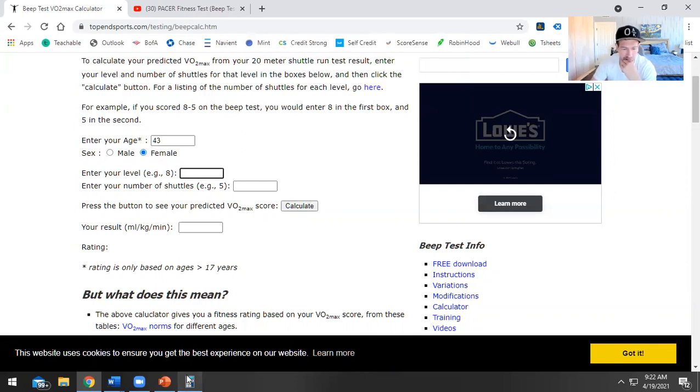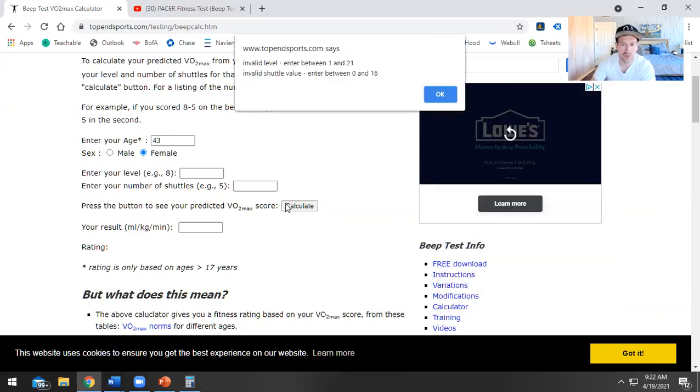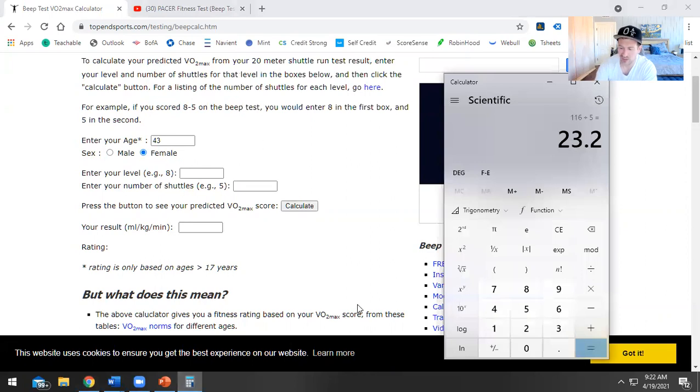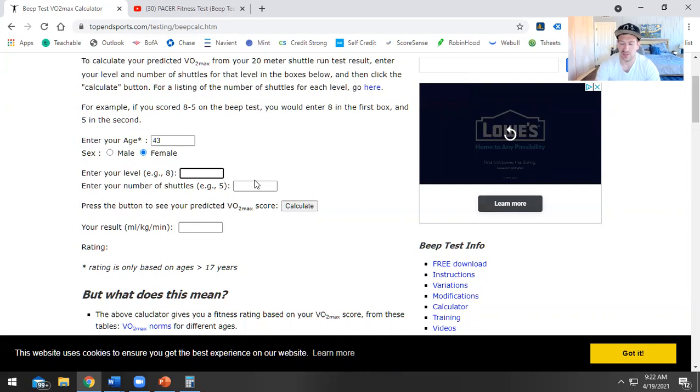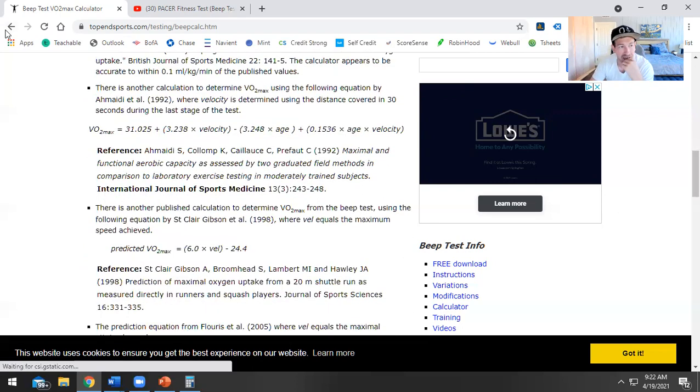I must have calculated that wrong. What is that? 121, 0, and 16. Is it 16 really? Okay, 7.25. So we have like level 7 and 1. So this person got like a 36.8 in this version, right? If they are 43, yeah. So above average, which is great, right? That's exactly what we're looking for. So it's kind of nice. You can kind of punch that in.